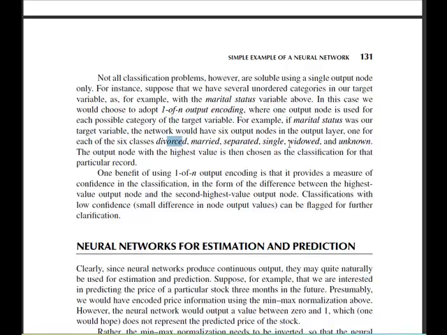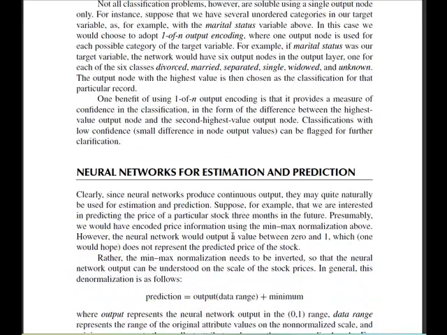Classifications with low confidence, small difference in node output values, can be flagged for further classification. So if it wasn't 0.7, but it was really close to the other ones, then we might do something else to it later. Okay, let's stop here and continue next time with neural networks for estimation and prediction.